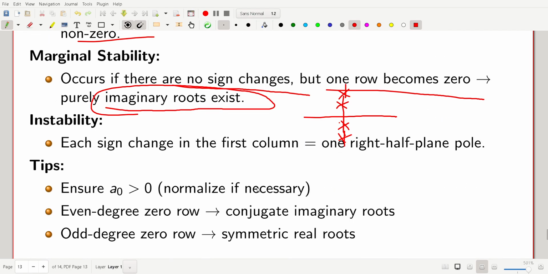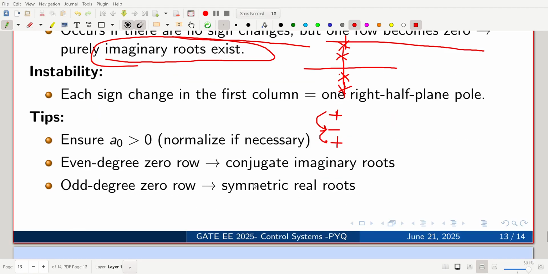Instability means at least one pole should be in the right half of the s-plane. If you find sign changes in the first column, the number equals the number of right-half plane poles. One sign change like plus to minus is the first, and minus to plus is the second, so there are two sign changes, which means two poles lie on the right of the s-plane. Hope you understood.